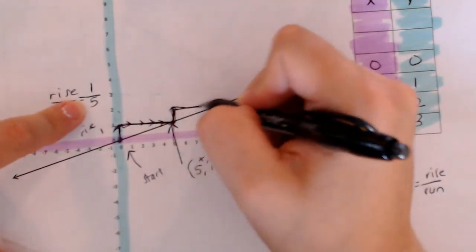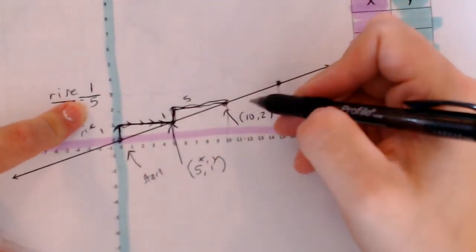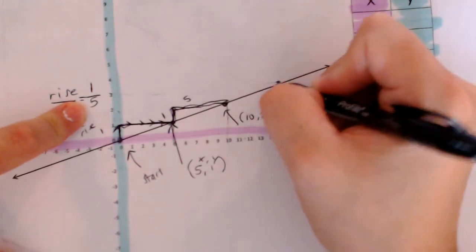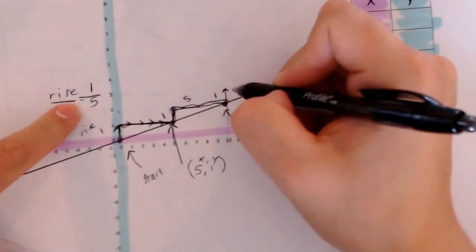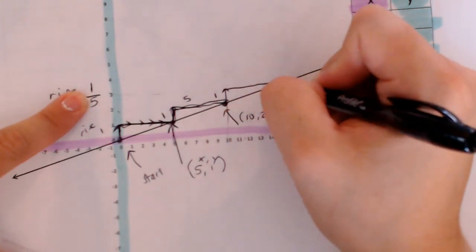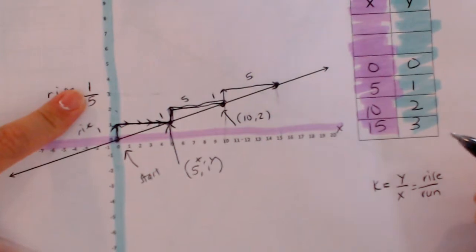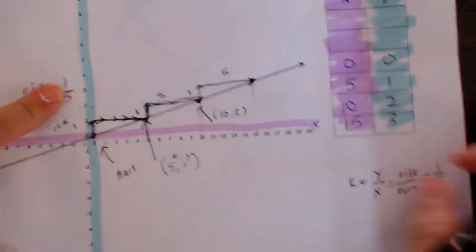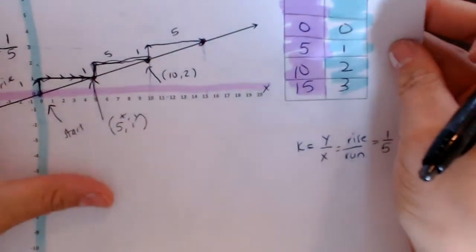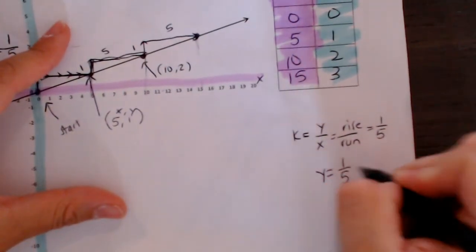Hey, what do you know? It met there at your next point. Same thing to get from this point to this point: I rise up 1 and I run 5. So your rise is 1, your run is 5. So what's COP's name on this one? COP's name for this one is y equals 1 over 5 x.